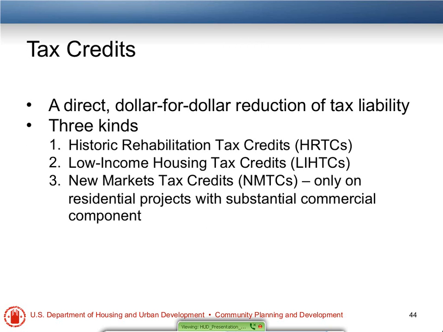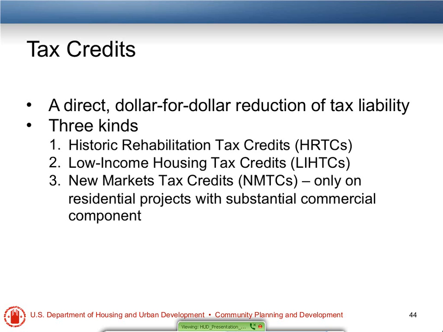Tax credits. For most of the projects that we'll do as rental housing, there are three primary types of tax credits that we can access. And these tax credits are a dollar-for-dollar reduction in the tax liability of the owner of this real estate. The first tax credit is the historic rehabilitation tax credit. The second is the low-income housing tax credit. And then there's also a third type of tax credit, the new markets tax credits, which could be used on residential projects if there is a large commercial component or a significant amount of commercial revenue.